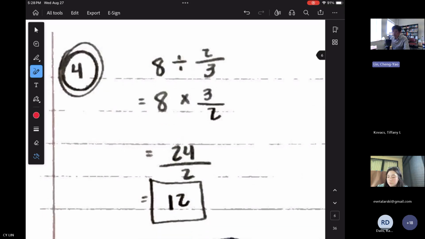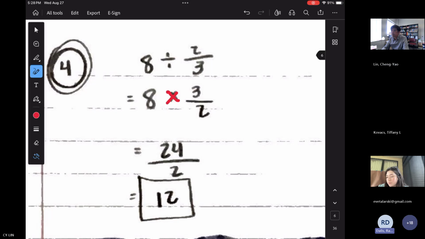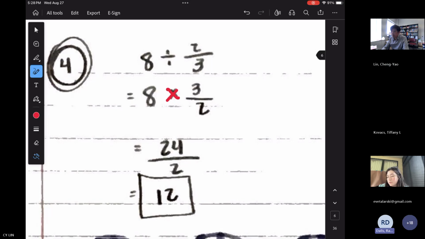Next problem, number 4. 8 divided by 2/3. What is the first step you want to do? All right. Multiply by the reciprocal. So you times the inverse, which is 3 over 2. Is that right? Therefore, you have 3 times 8, 24, and then over 2, and then actually it is 12. Is that right? Yes.